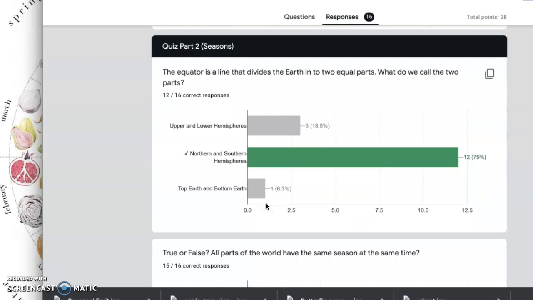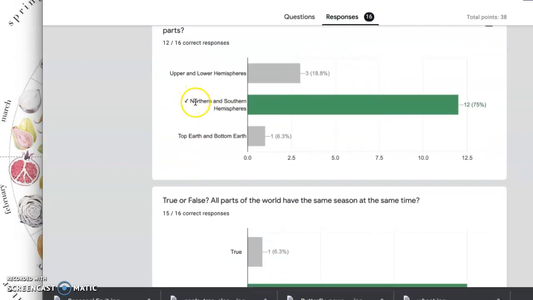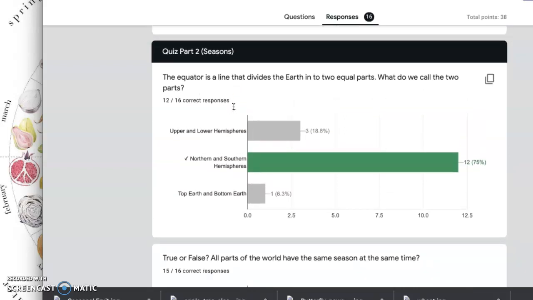Okay, the second part of the quiz was about seasons. The first question was, the equator is a line that divides the Earth into two equal parts. What do we call those two equal parts? We call them the northern and southern hemisphere. Okay, remember that the Earth can be divided into four different hemispheres: north, south, east, and west.